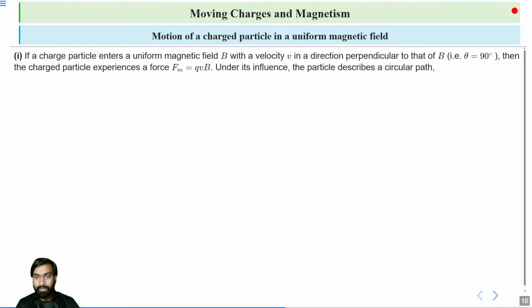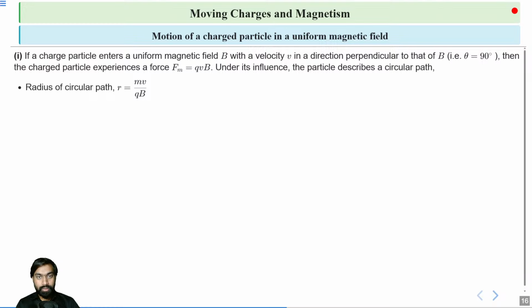When a charged particle with charge q and mass m enters a uniform magnetic field B with velocity v that is perpendicular to the magnetic field direction, that is, theta angle equal to 90 degrees, the particle experiences a magnetic force. The force on the particle is Fm equal to qvB, and this force acts perpendicular to both the velocity and magnetic field, causing the particle to move in a circular path.